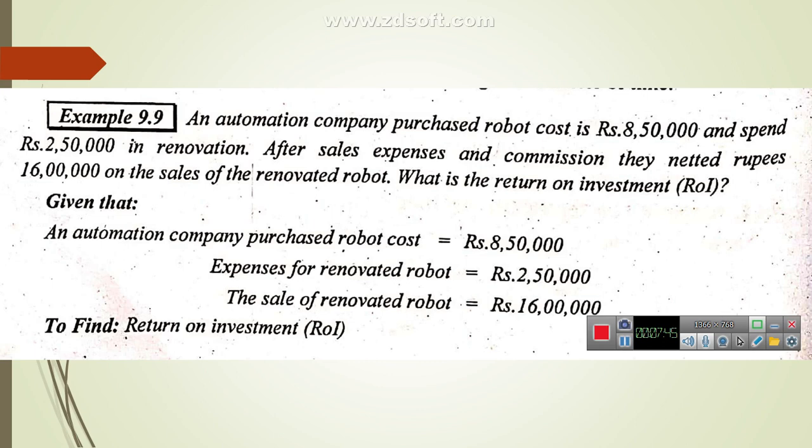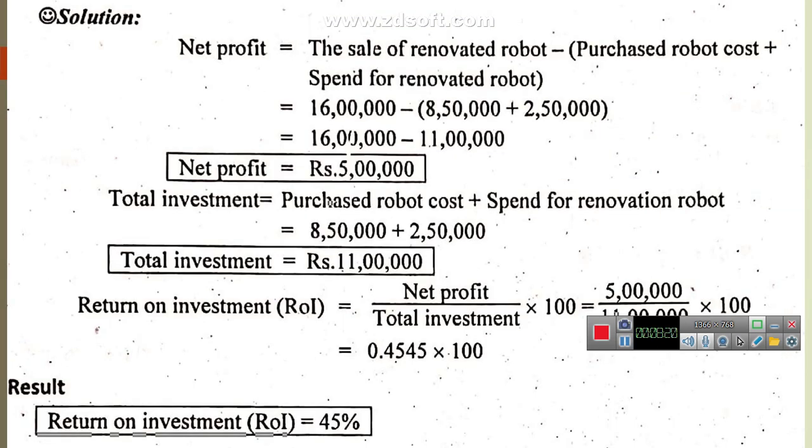One problem will be shown for the ROI method. An automation company purchased a robot for 8,50,000 and spent 2,50,000 on renovation. After sales expenses and commissions, they netted rupees 60,00,000 on the sale of the renovated robot. What is the return on investment? That is the problem. Given: purchase of robot 8,50,000, renovation expenses 2,50,000, sale of renovated robot 60,00,000. Finally we can find the ROI.